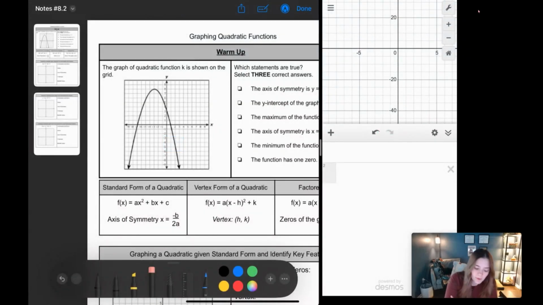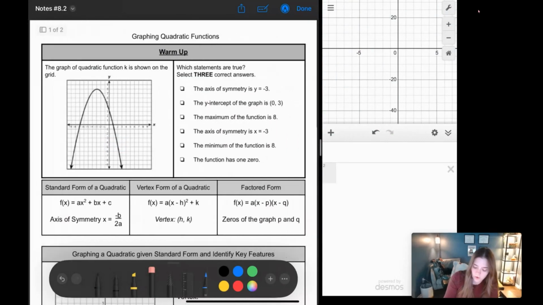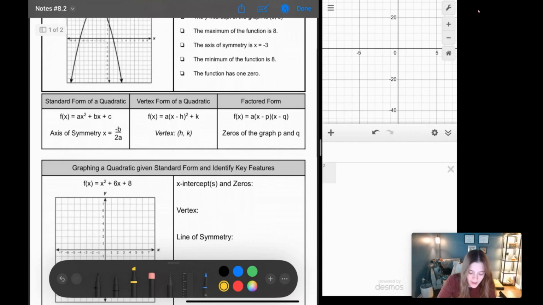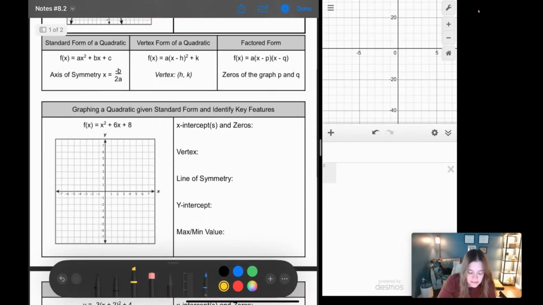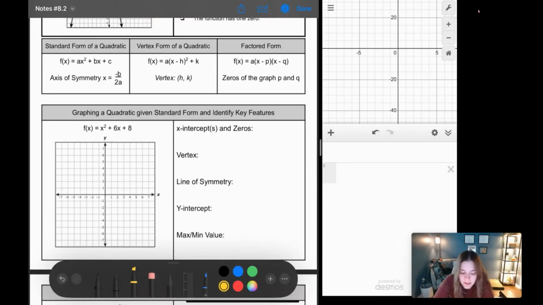But on Notes 8.2, you are going to work on the warm-up on your own because it's a follow-up from Notes 8.1. So I want you to try your best on that, as per usual. But what we're going to look at is these bottom ones. We're going to look at standard form of a quadratic, vertex form of a quadratic, and factored form of a quadratic.